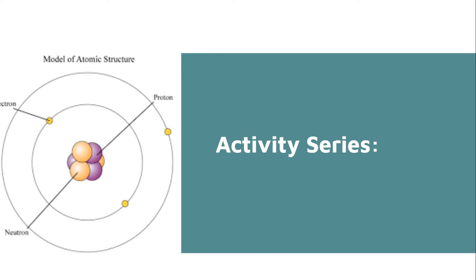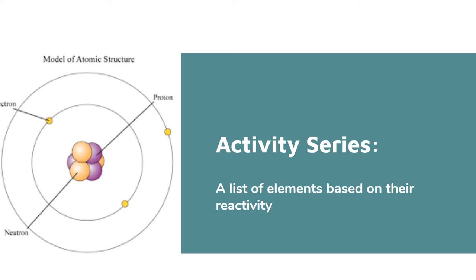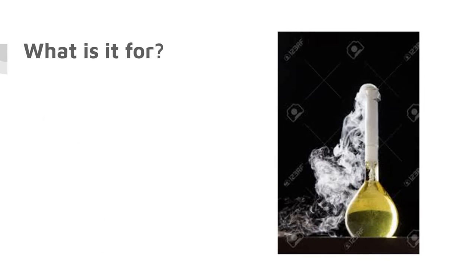So first of all, what is the activity series? The activity series is a list of elements based on their reactivity. What do we use it for? Well, the first thing we'll have to know is what a single replacement reaction is.